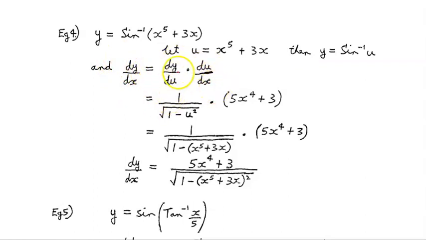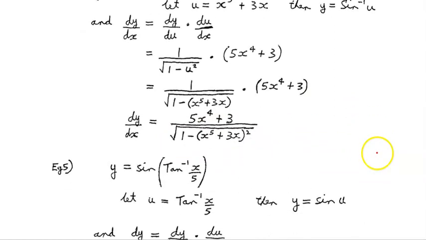All right. So dy du is the derivative of this. a is 1 in this case, so we're going to have 1 over the square root of 1 minus u squared, times du dx is 5x to the power of 4 plus 3. Okay, let's substitute for u, put back in the x to the 5 plus 3x, so that goes over there, 1 over the square root of 1 minus that, times that object, and so dy dx is this expression here. Okay, there's the derivative, just using the chain rule and the rules above.